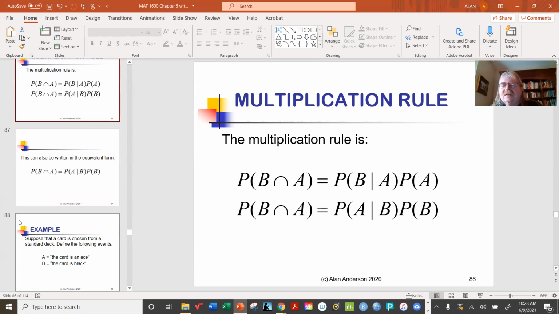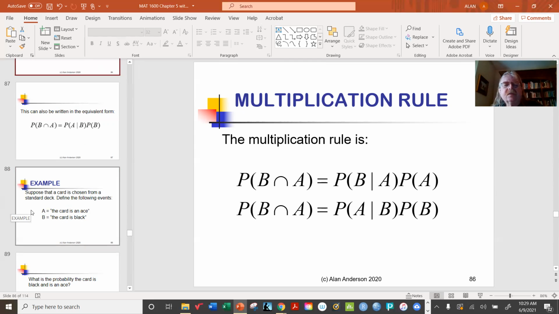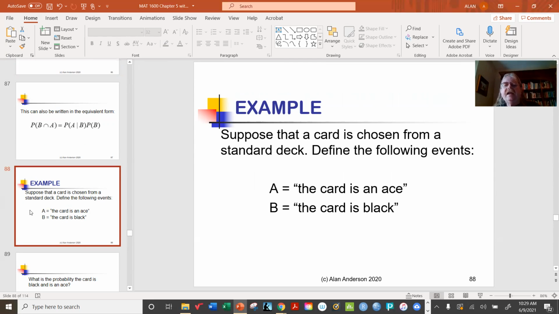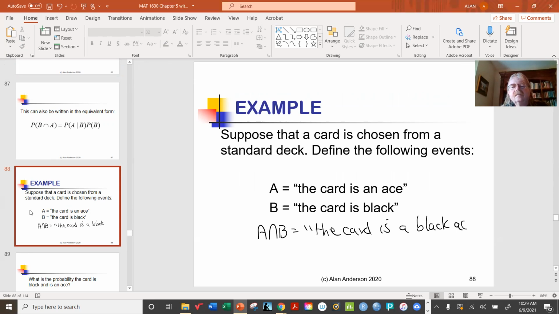So let's do some examples. We'll start with this case. We choose a card from a deck, and A will represent the event that the card is black, and B will be the event that the card is an ace. So that means that the event A and B is the event that the card is a black ace, because both things are true.